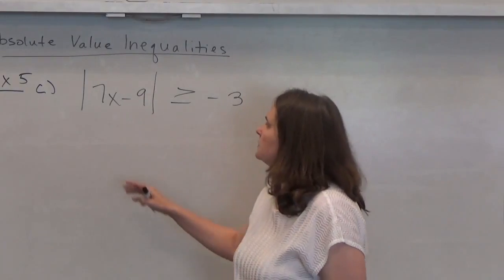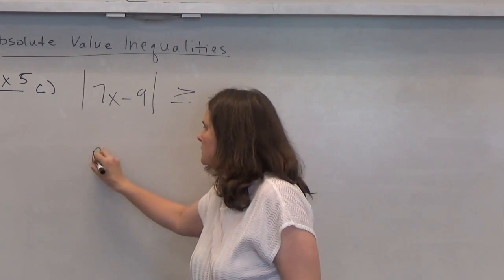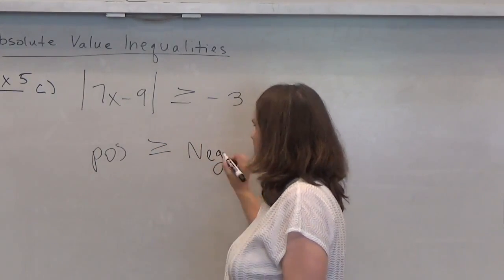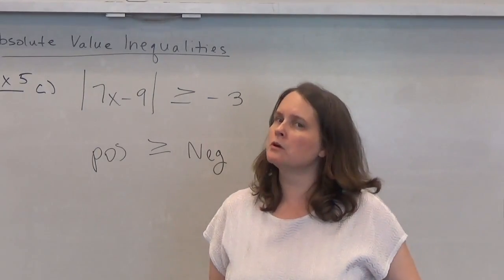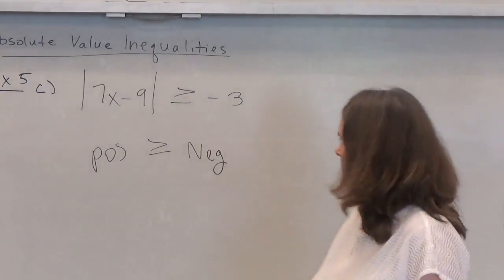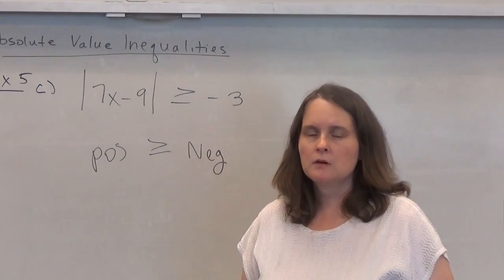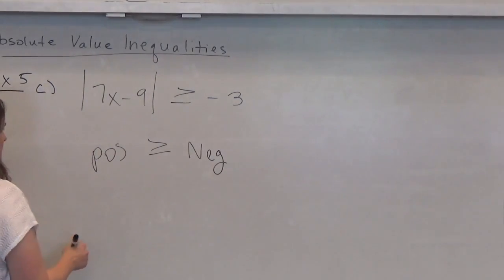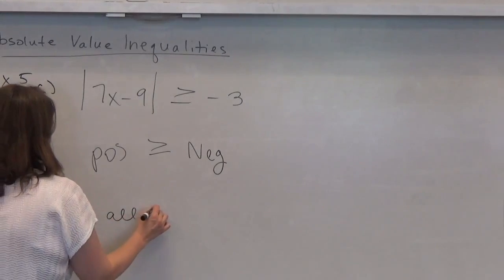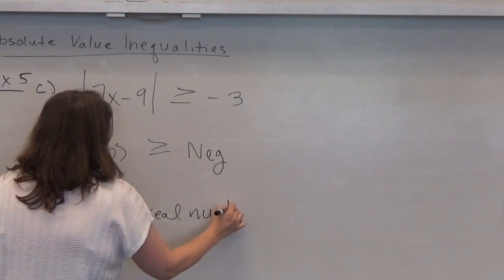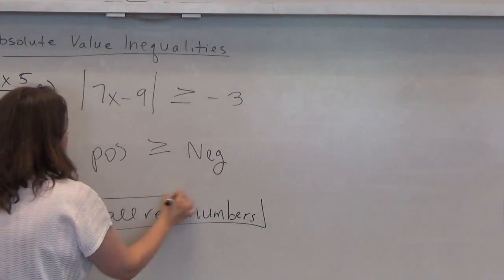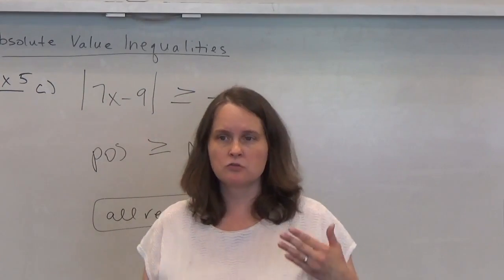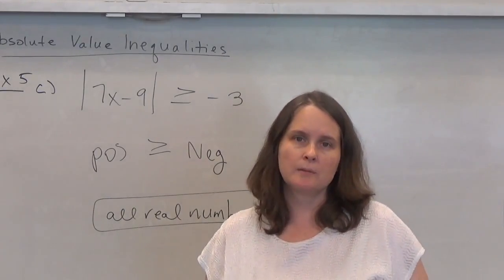So, because absolute value is always positive or 0, we've got a positive here greater than or equal to a negative here. Okay? That's either always true or always false. Which one is it? A positive is always greater than a negative number, so the answer to this is going to be all real numbers. Or you could say infinite solutions. If you don't notice that, you can go through the steps, but then when you go to graph it, if you're graphing it correctly, you should end up with the entire number line shaded.